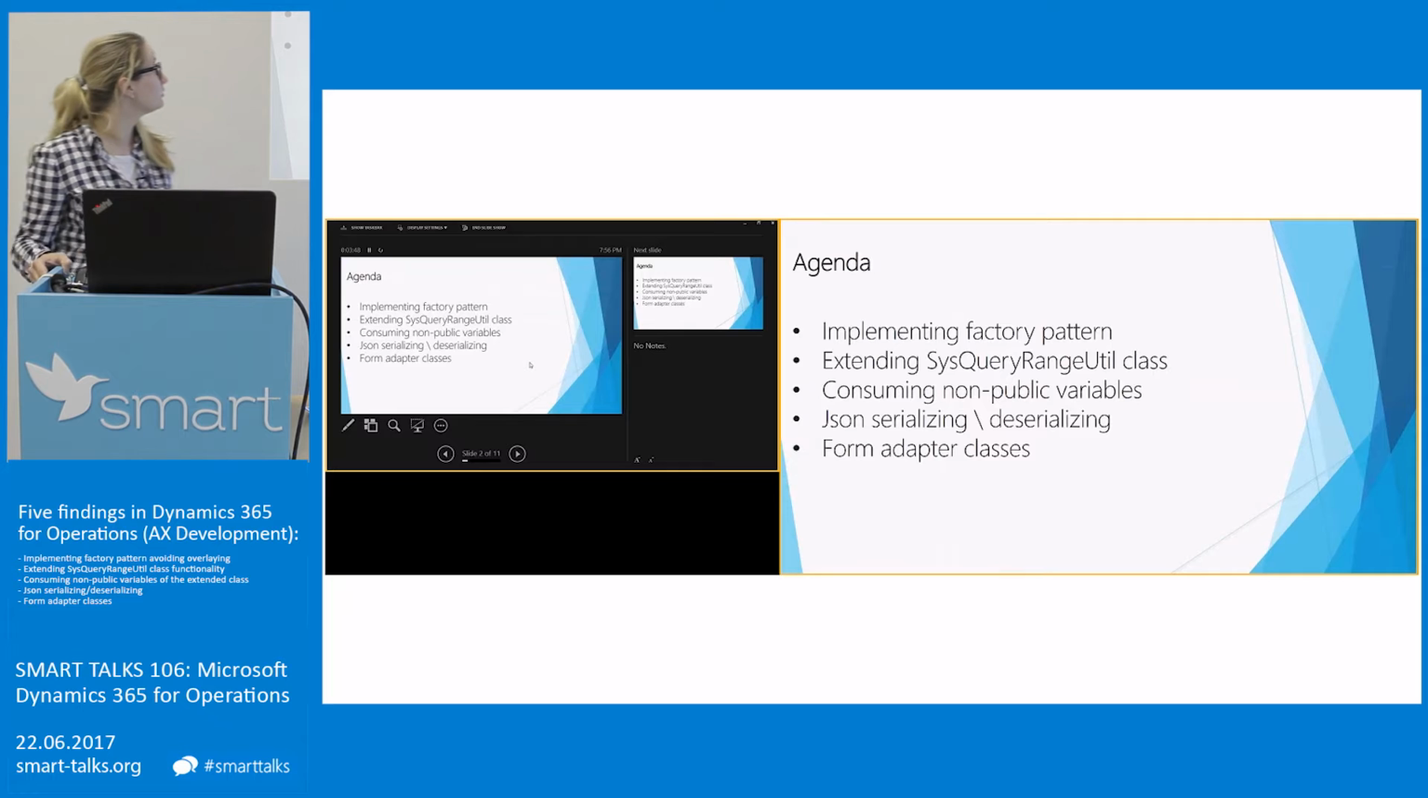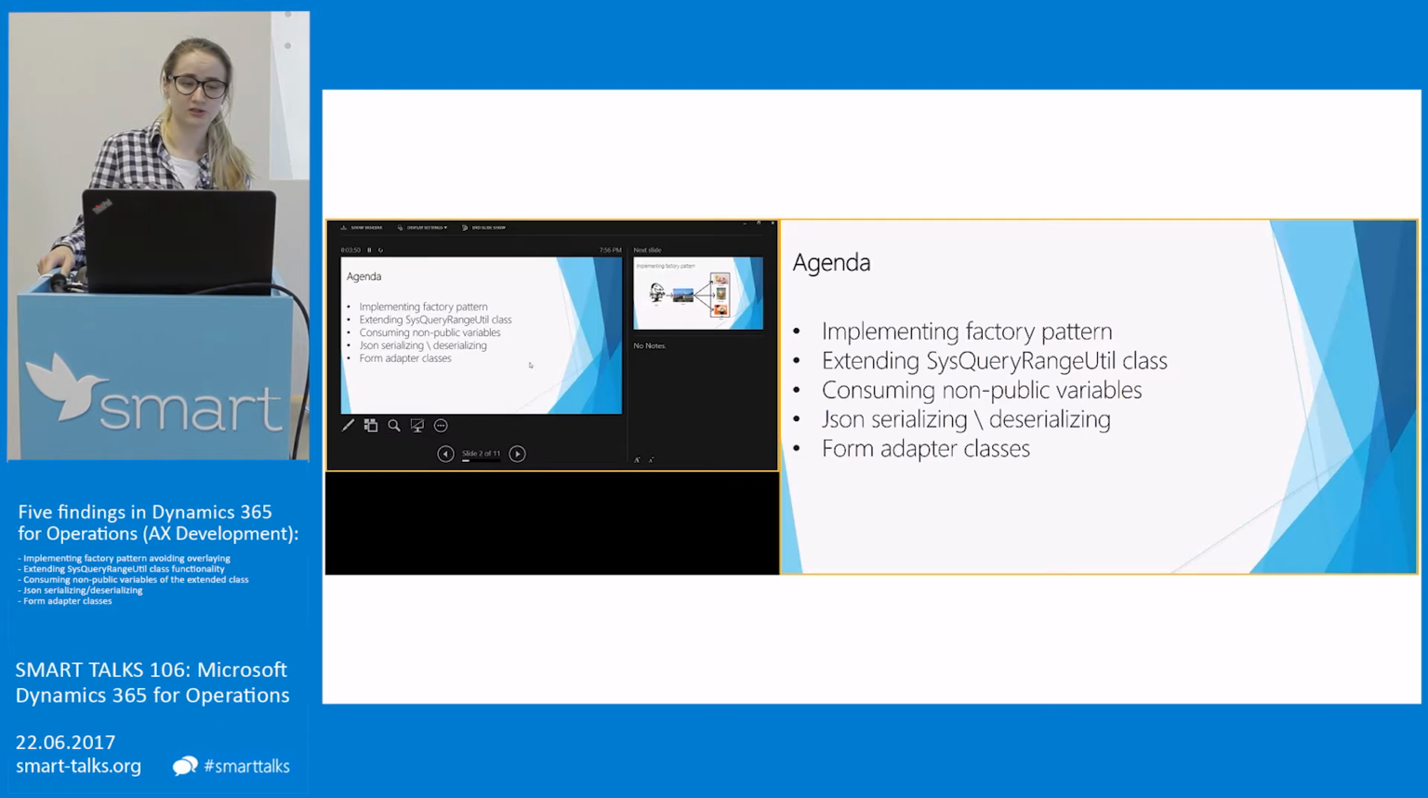So today I will tell you about 5 main things in AX development. The first part will be how we can implement the factory pattern, a design pattern well known from object-oriented programming, and especially how to implement it in Dynamics 365 to make sure that the next developers who try to consume your code to extend it will not face the problem of overlaying.